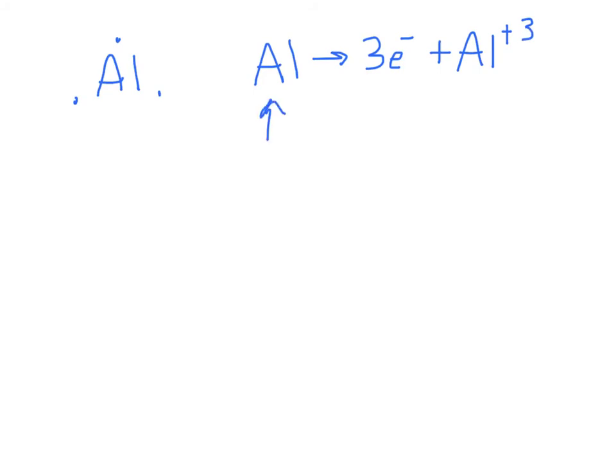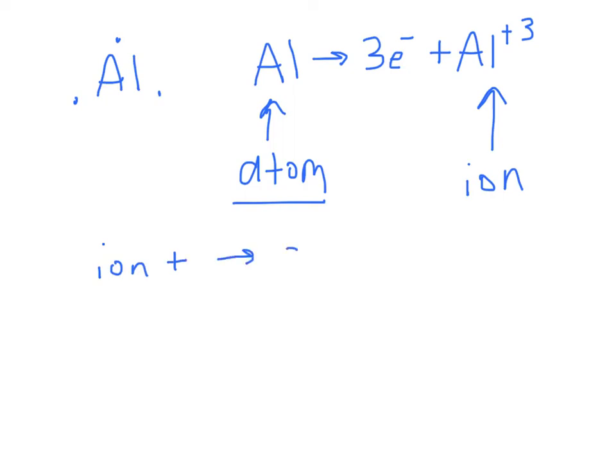This is known as an atom. An atom has a neutral charge, or no charge. This right here is known as an ion. It has a charge. Now, if the ion has a positive charge, it's known as a cation. If an ion has a negative charge, it's known as an anion.